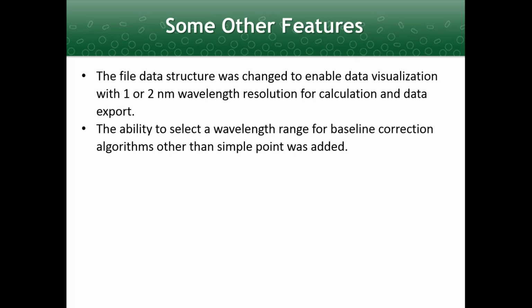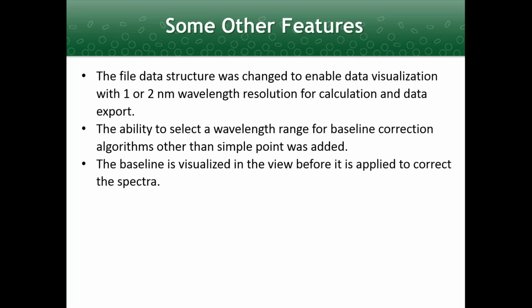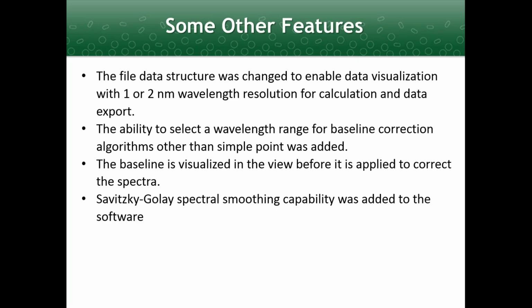The ability to select a wavelength range for baseline correction algorithms other than a simple point was added. So now if you select a linear baseline correction, or there's a new option, average, where you can average several wavelengths for your baseline correction, or you have scatter modeling, you can select a particular wavelength range to do this kind of correction. The baseline is now visualized in the view before it's applied to correct the spectra. So you can actually see how your baseline looks and whether it will overcorrect the spectra.